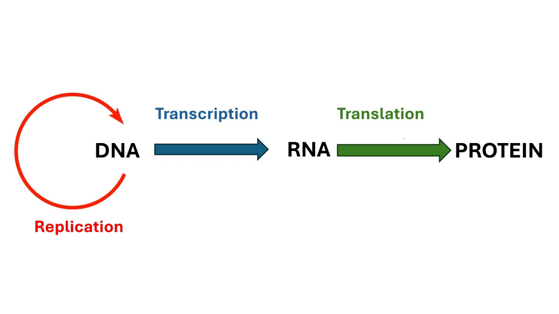The general flow of genetic information is for DNA to be made into more DNA in a process called replication. Then the DNA can be transcribed into RNA and leave the nucleus. And that RNA can then be translated into proteins that have functionality.